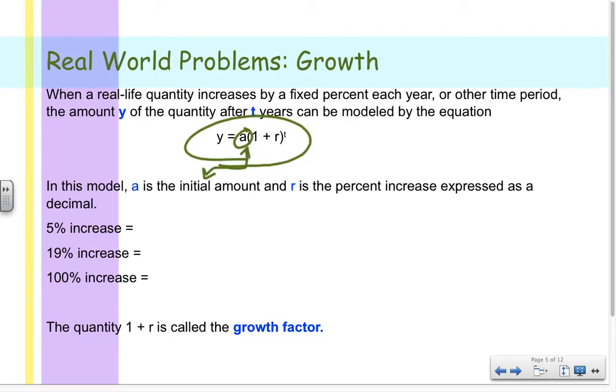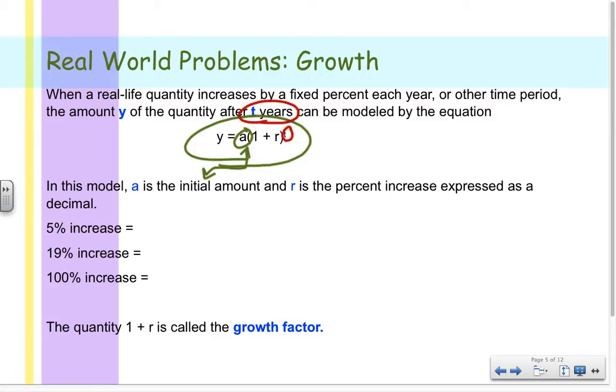T in this equation, which is in the exponent here, stands for time. Typically that's years. If it ends up being months, it'll be specified in the problem. If it ends up being hours, it's specified in the problem what T is going to be. Usually it's going to be years though.